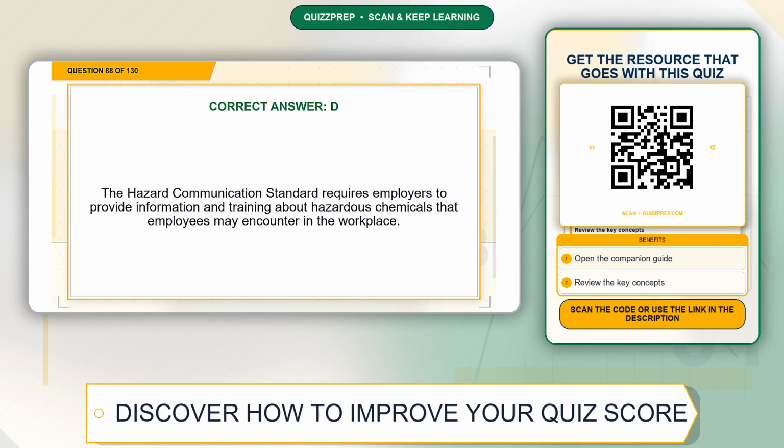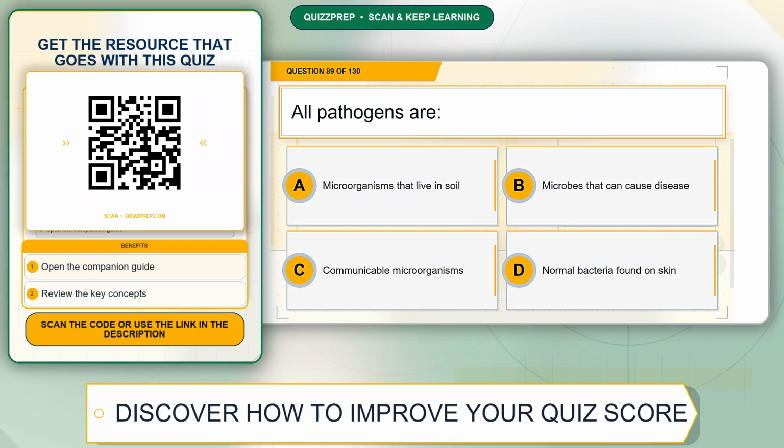The hazard communication standard requires employers to provide information and training about hazardous chemicals that employees may encounter in the workplace. Question 89. All pathogens are: Option A, microorganisms that live in soil.